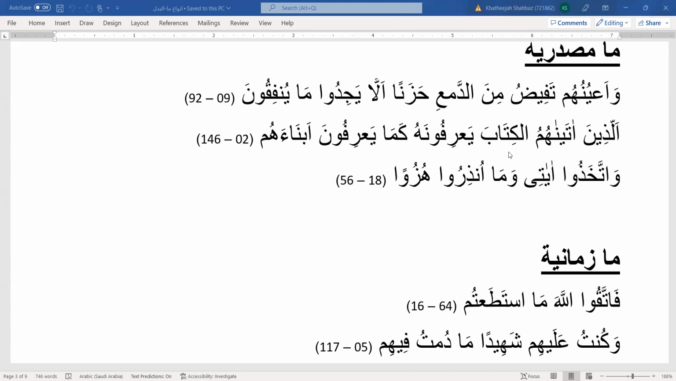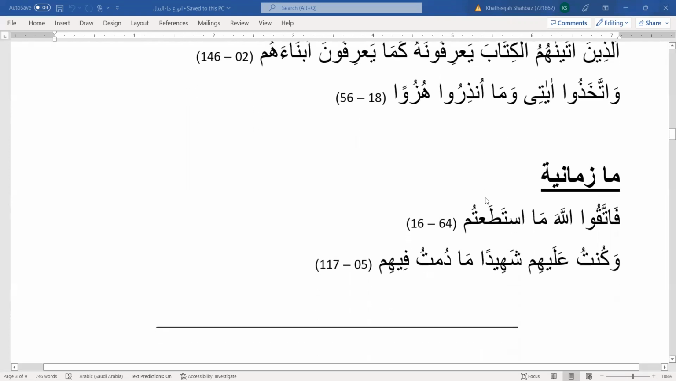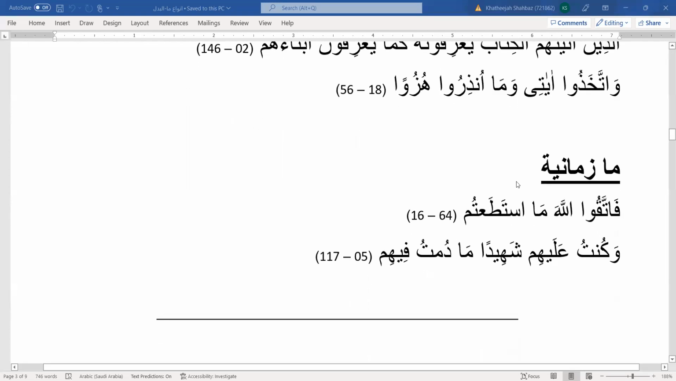But if ma comes with its aid, then it is definitely ma mausula. It cannot be ma masdariya. But if there is no aid, then it could fall in either category. It could be ma masdariya or ma mausula. Both will make sense. So this is one of those examples where you can use it as ma masdariya or ma mausula. And the last one is ma zamaniya.